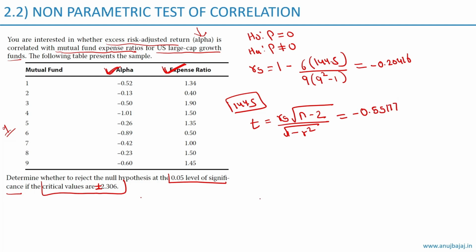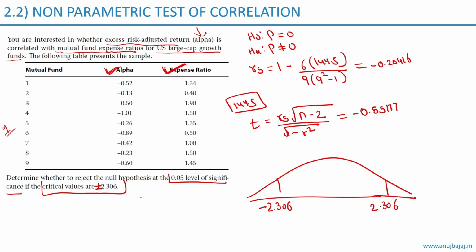0.5117. Because it's a two-tailed test, we have negative 2.306 and positive 2.306 as critical values. And the t-stat lies somewhere over here, which is in the acceptance region. So we fail to reject the null hypothesis. So we conclude that the correlation between the two is 0. They both are not correlated to each other.